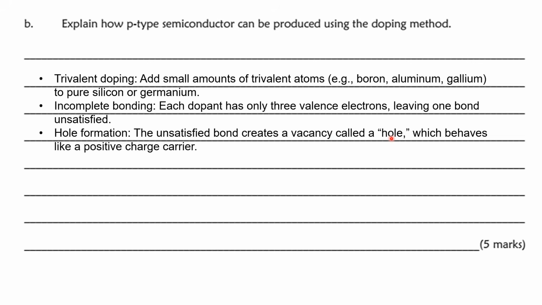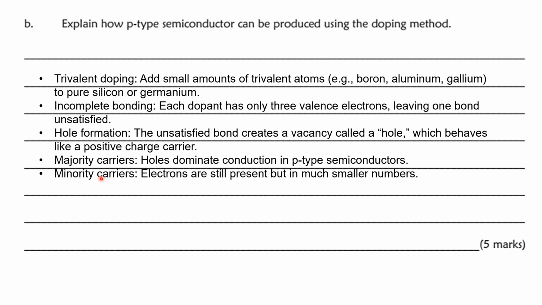This hole is not a literal hole. It's just a positive charge carrier. In this case, the hole behaves like a positive charge carrier. So effectively, the majority of the carriers become the holes, and they outnumber the free electrons. By the end of the day, the semiconductor becomes predominantly positive.